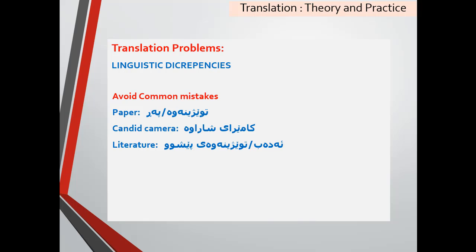So sometimes translators also make mistakes in the translation because of common mistakes. For example, if you have a Kurdish text and you want to translate that into English, and that Kurdish text contains a word like kamerای شاراوە. How do you translate that into English if you don't know the original word, which is candid camera, not hidden camera?